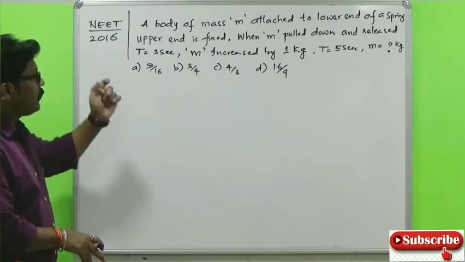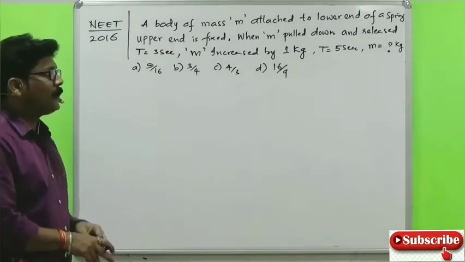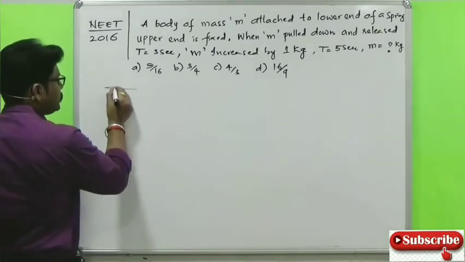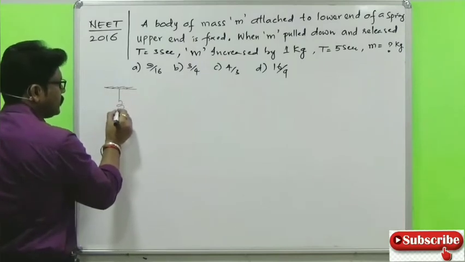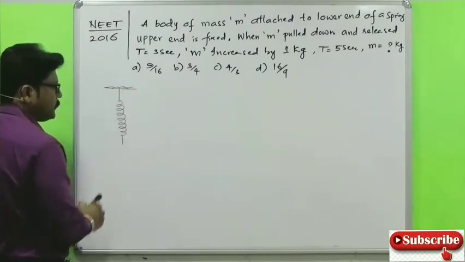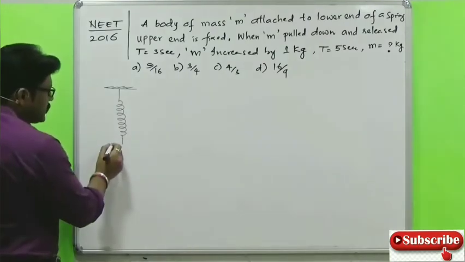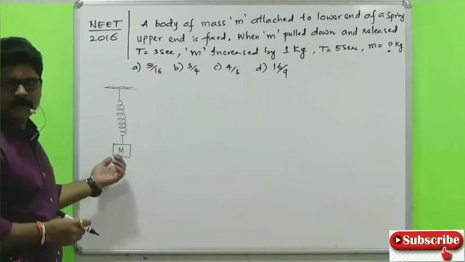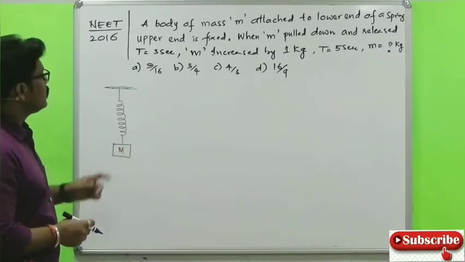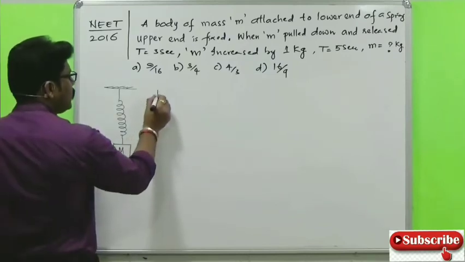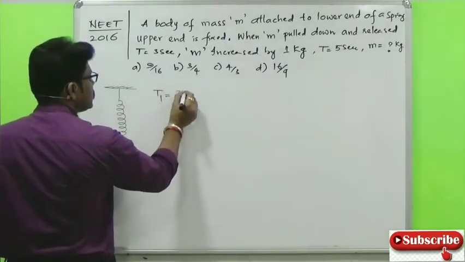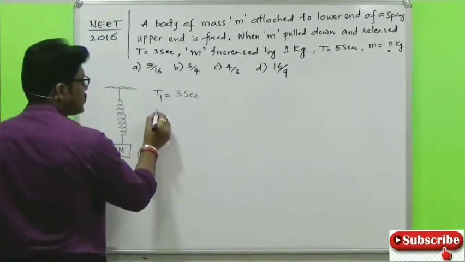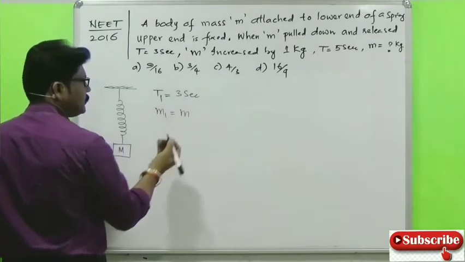Now, in this one, a body of mass m is attached to the lower end of a spring. Let us take a spring. This is a spring. Over here a mass M is connected to the spring. Now he is saying that time period T1 equals 3 seconds, and mass is M. So let us take it as M1 equals M.